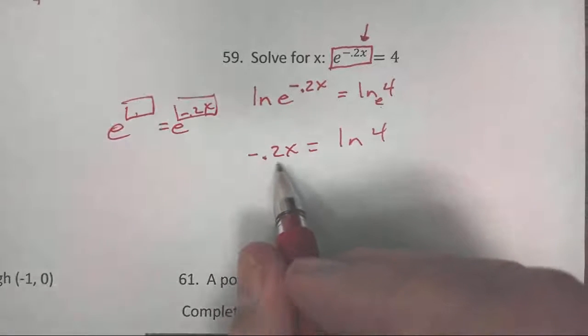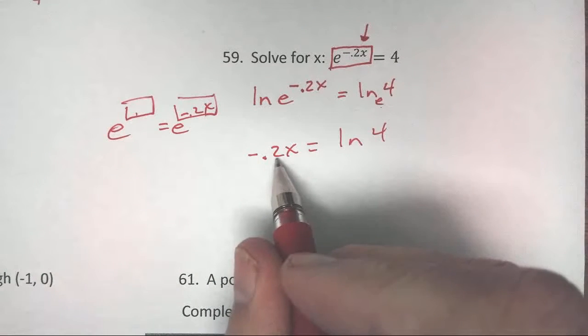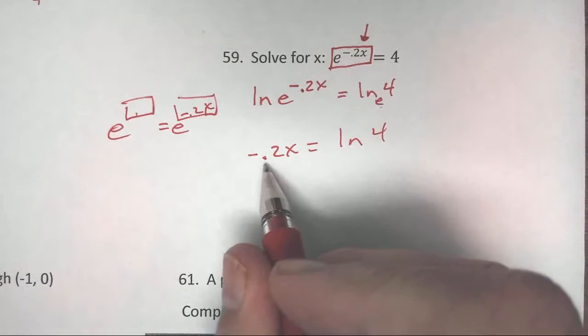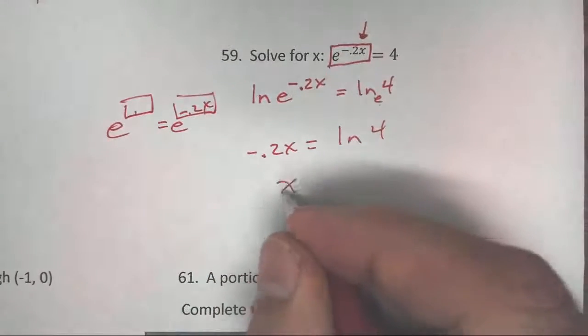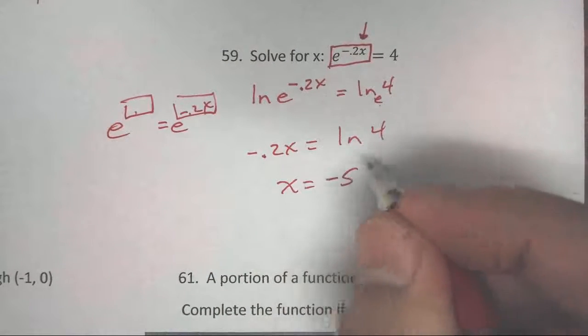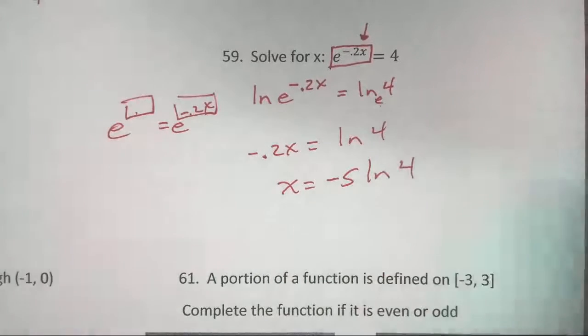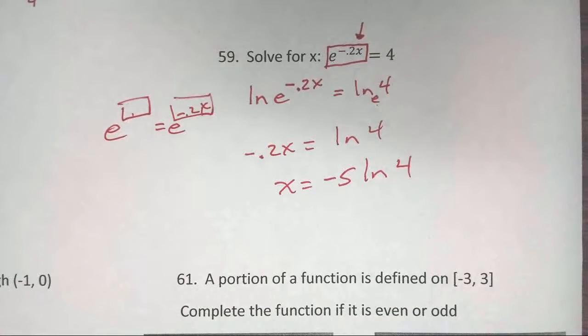If I divide both sides by negative 0.2, that's the same as multiplying both sides by negative 5. Notice if I multiply the left by negative 5, I get positive 1x. So I get x equals negative 5 ln 4. Okay, so that's an exact answer.